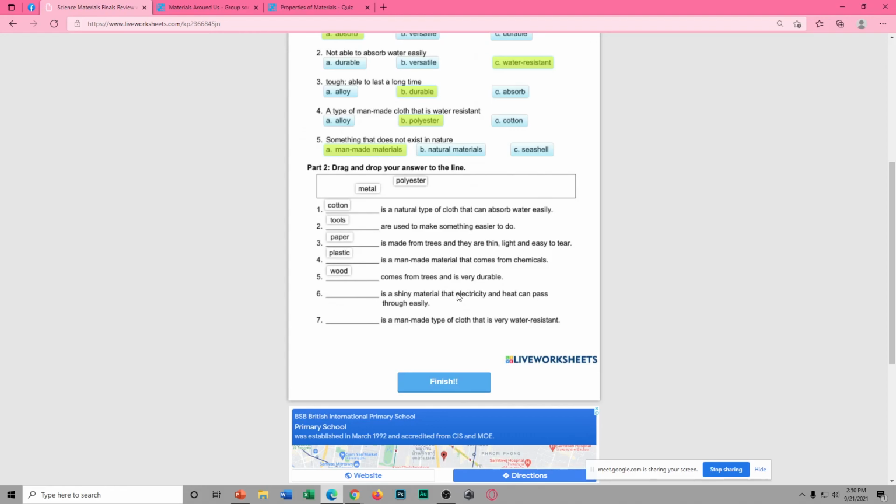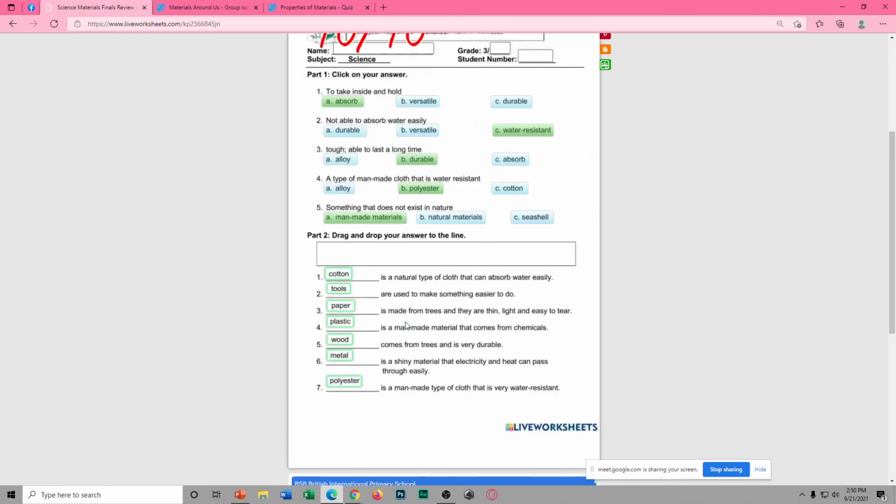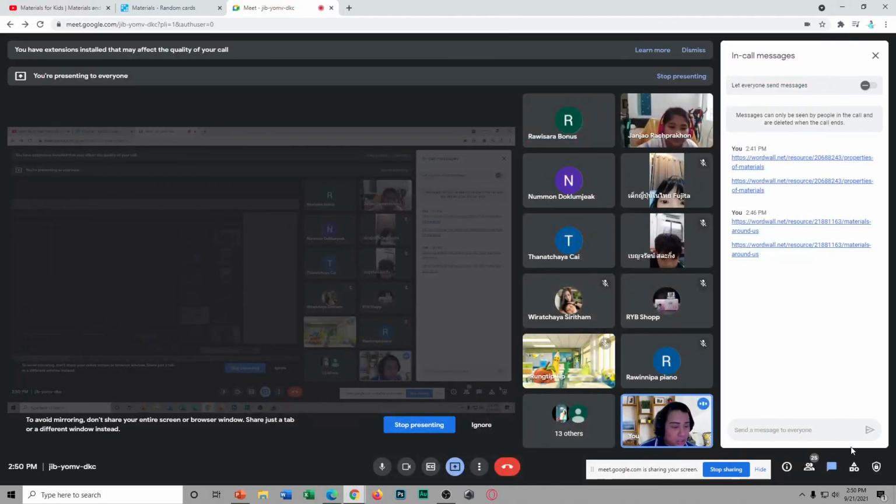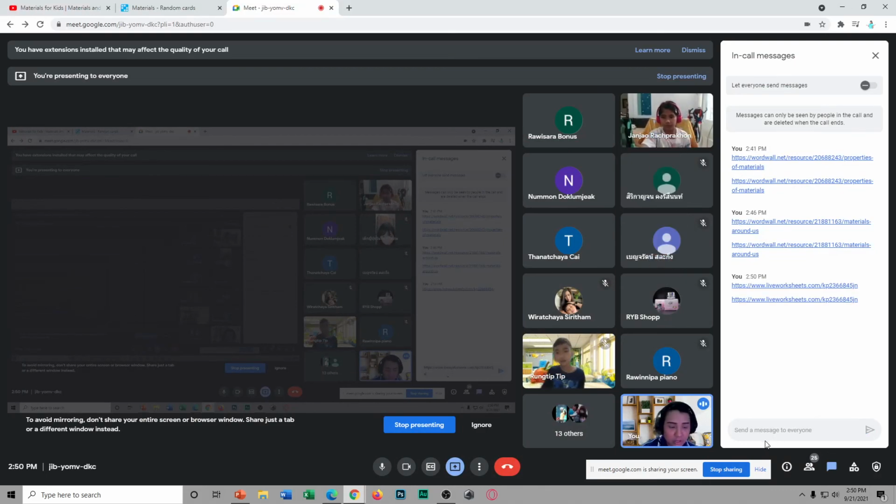It is a shiny material that electricity and heat can pass through easily. Metal. It is a man-made type of cloth that is very water resistant. Polyester. Click finish, check my answers. Okay, don't forget to take a picture of your live worksheet. There's the link.